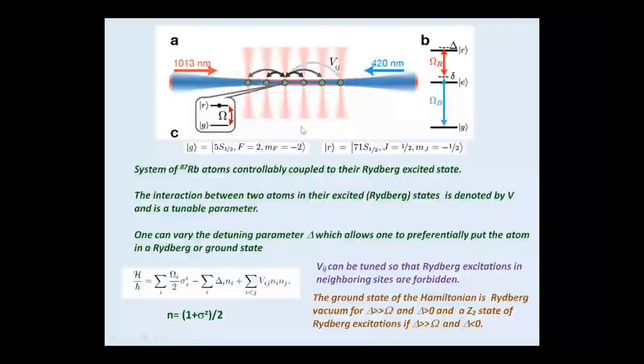So it turns out there is a drive which will excite you from G to R. And essentially, once you have excited an atom to this R state, if there is an atom in a nearby R state, we are going to see a dipole-dipole interaction. And these excited states have a very large dipole-dipole interaction.